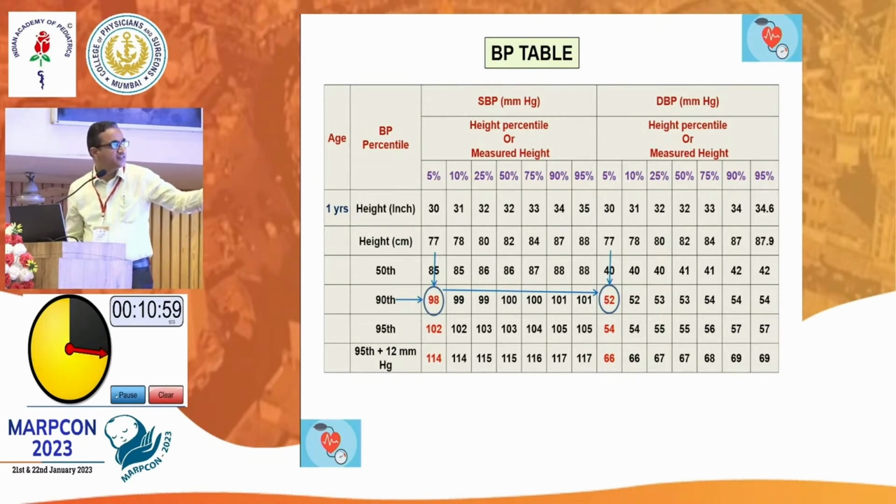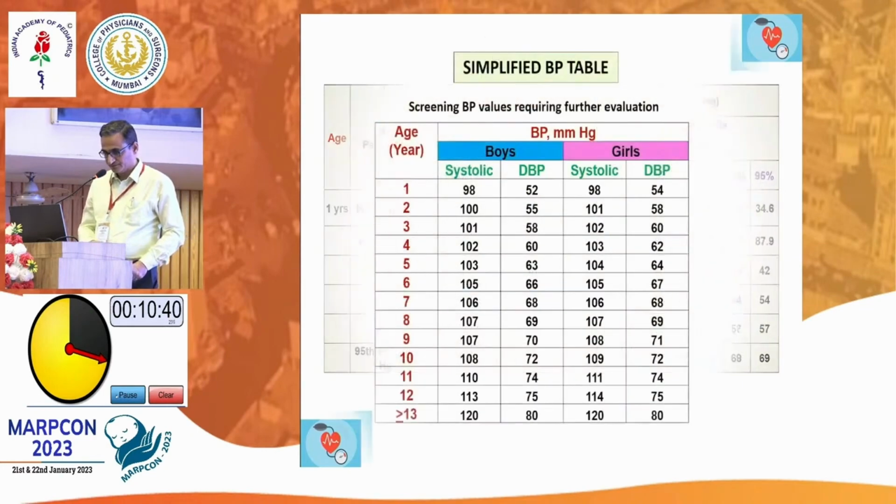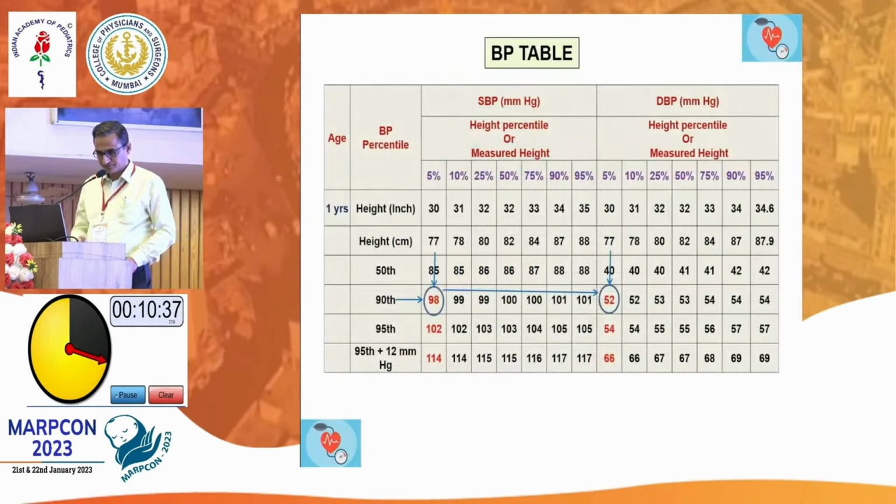Then to the left side is the systolic BP and to the right side is the diastolic BP. Below systolic and diastolic BP, height is given in 3 formats: height percentile ranging from 5th to 95th, height in inches and height in centimeter. So this is the structure of a BP table. Now how to use this BP table? The basic purpose of BP table is to find out what is the 90th percentile value for that particular age and for that height, because that will decide whether the child has a normal BP or elevated BP.